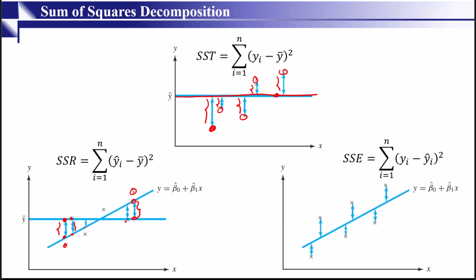Then for SSE, we have yi minus y hat, right? So this is the actual data point, this is the predicted, and this distance. Actual point, predicted, this distance. Actual point, and this distance. This is called SSE.